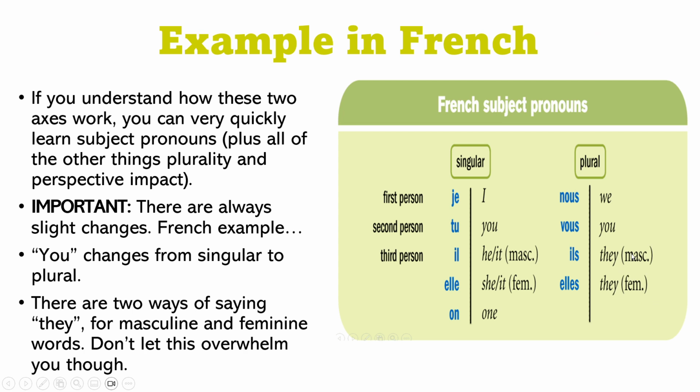I believe in French, if it's a mixed group or a group of things that aren't people, like chairs, you just use the masculine one. But that's just an interesting example of how each language is a little bit different, and that's okay. You just have to adapt to that for your individual language.